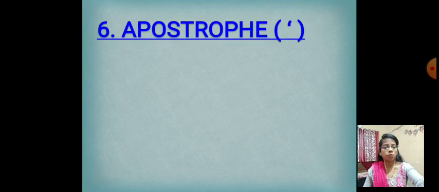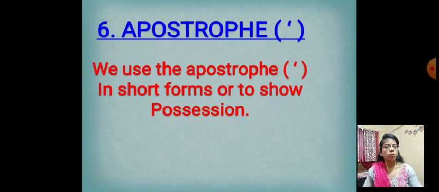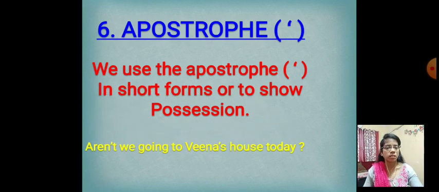Next one, sixth, apostrophe. We use the apostrophe in short forms or to show possession. For example, "Aren't we going to Vina's house today?" Some letters are silent, so we write a short form. Instead of are not, we write aren't: Aren't we going to Vina's house today?